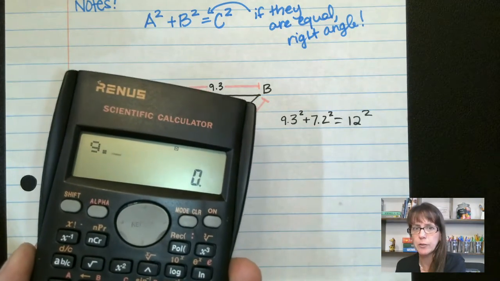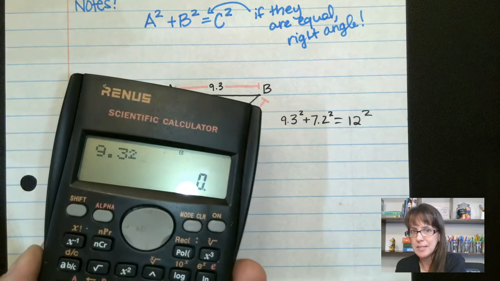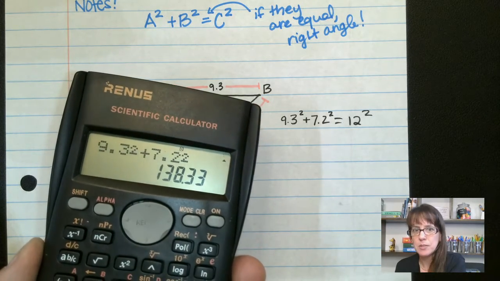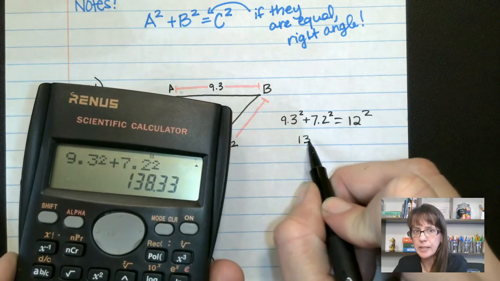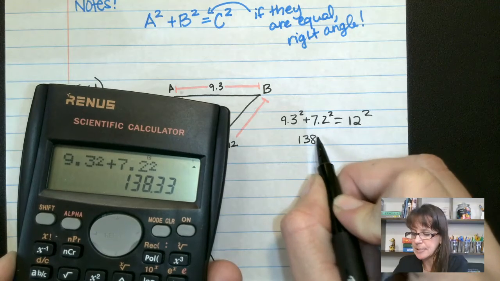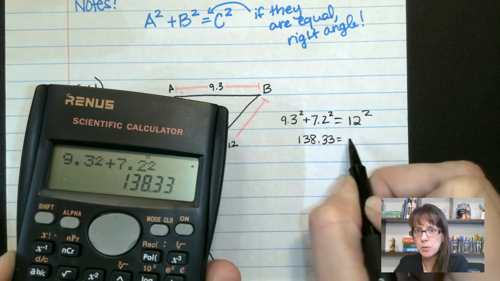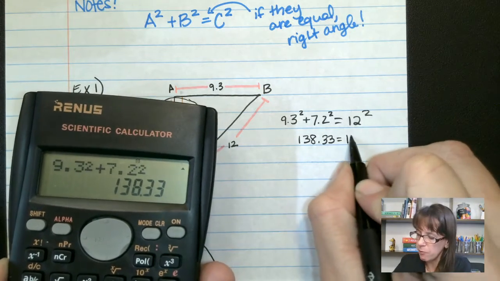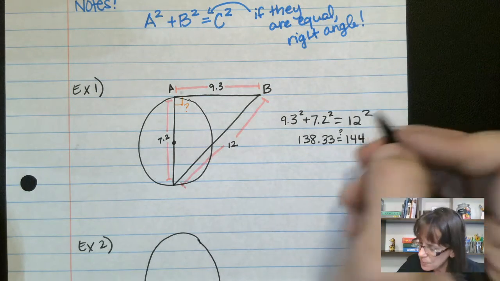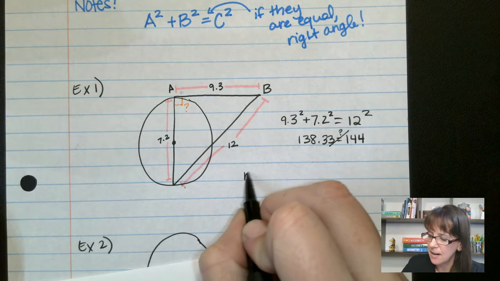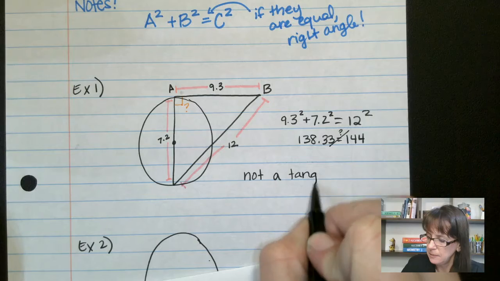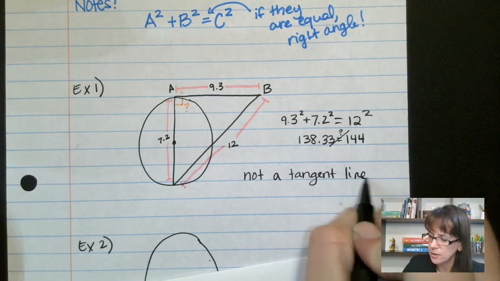We got 9.3 squared plus 7.2 squared equals 138. I'm just making sure I got that right. 138.33 equals 12 squared, which we know is 144. Is that statement true? Absolutely, it is not. So this is not a tangent line. Not a tangent line. Okay, so let's try another one.